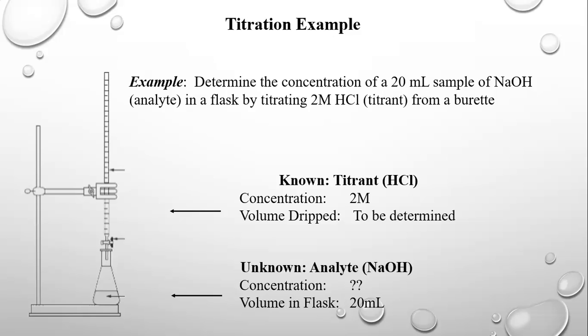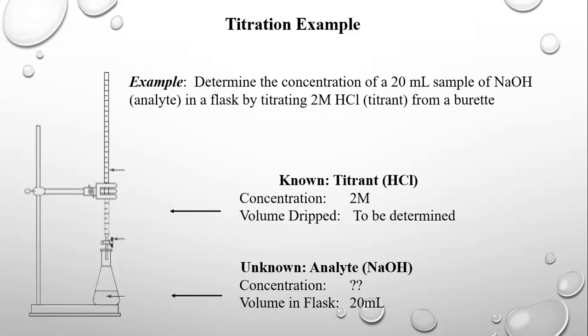Now the unknown is the analyte. We know how much we put in the flask. We put 20 milliliters in. We don't know what its concentration is, and that's the purpose of the titration, is to determine the concentration of that unknown base. Okay, so let's see how we do this.